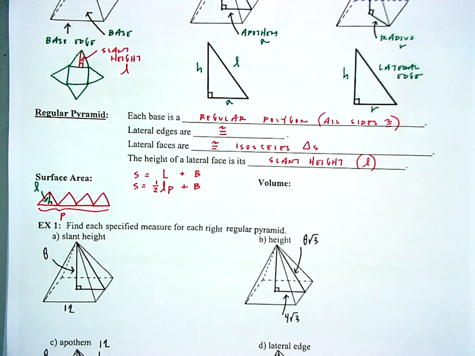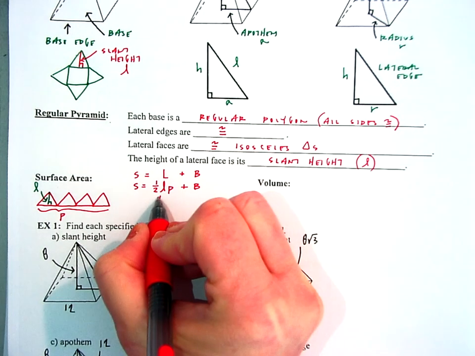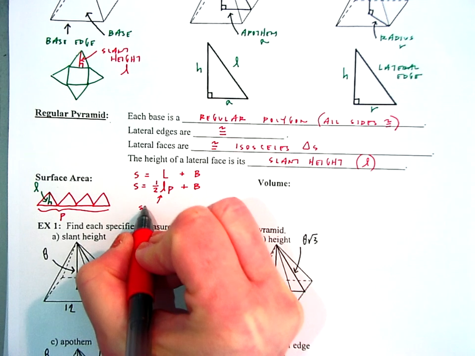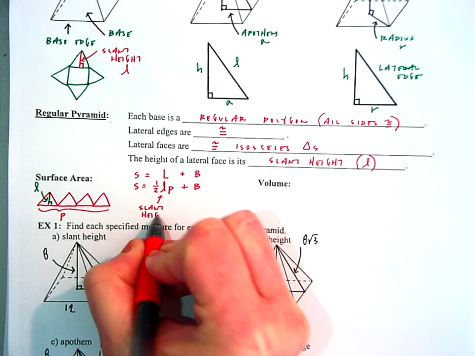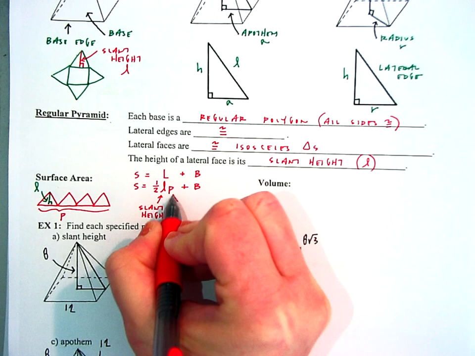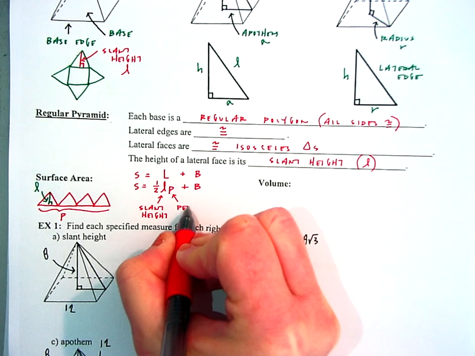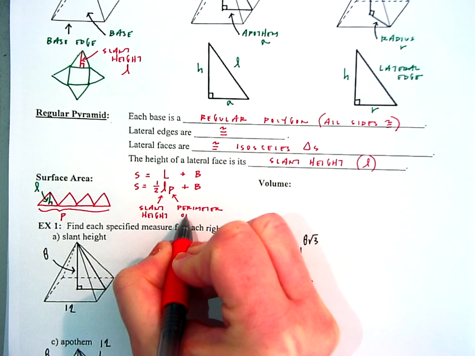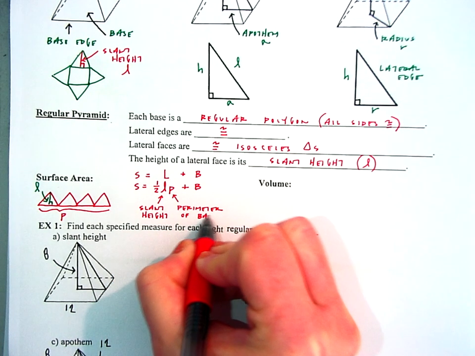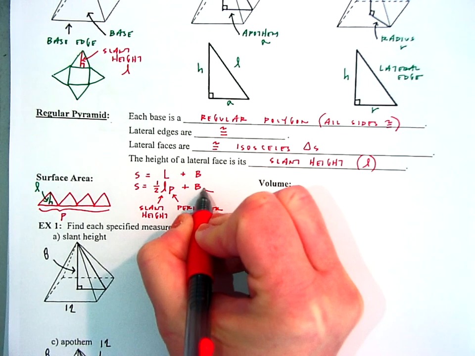My base shape could be an equilateral triangle. It could be a square. It could be a regular hexagon if I'm talking about a regular pyramid. So here again, that cursive L is the slant height. The P is the perimeter of the base. And the B is the base area.